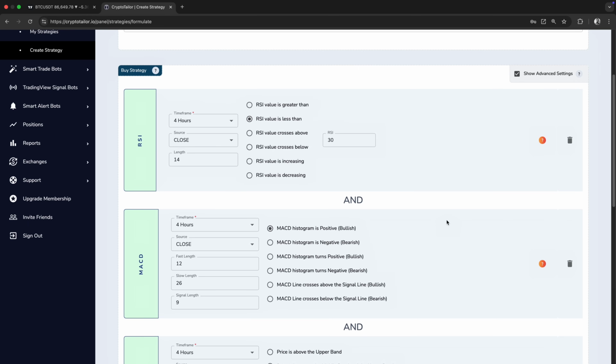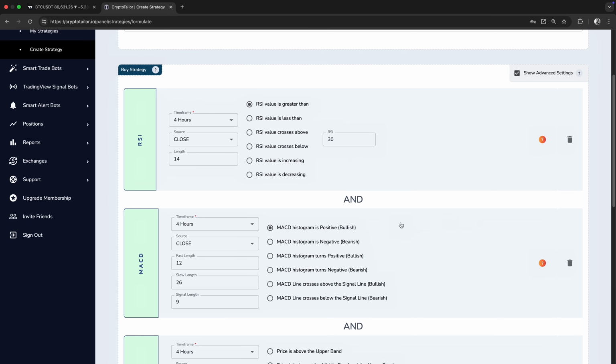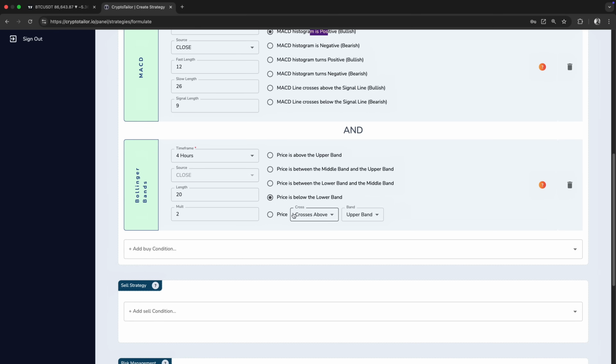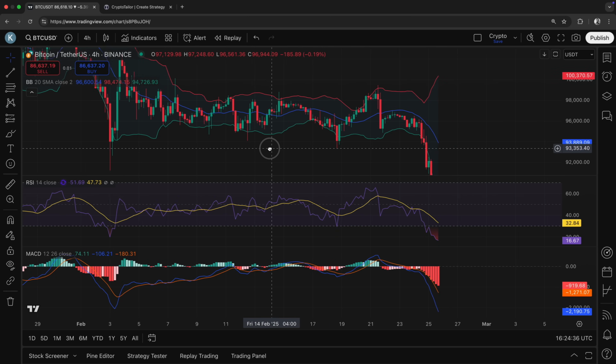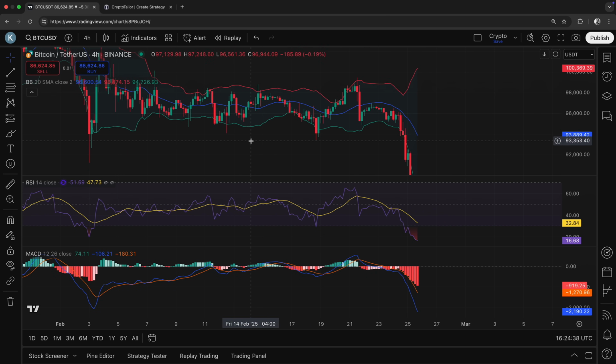For this strategy, we want to open a position when RSI is above 30, the MACD histogram is positive, and the price crosses above the lower Bollinger Band. We chose these conditions because they combine momentum, trend confirmation, and volatility-based signals.